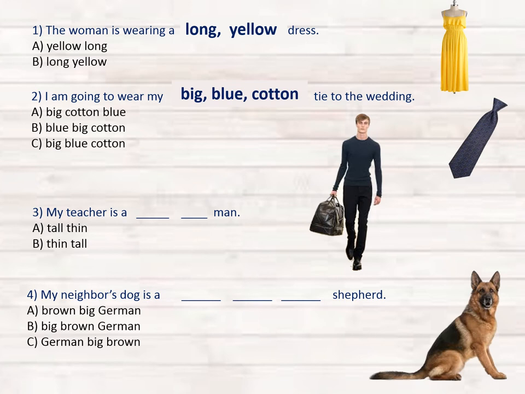Number three, my teacher is a tall thin or thin tall. So as you know, size comes first. So size here is tall. Yes, tall, thin man. Number four, the last one, my neighbor's dog is a brown big German or big brown German or German big brown. So brown is color, big is size, and German is origin. So which one comes first? Of course, yes, size, then color, and then origin. Okay?